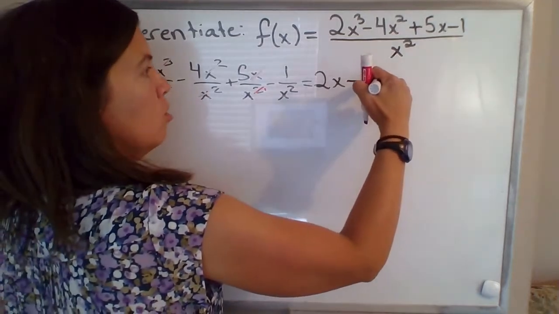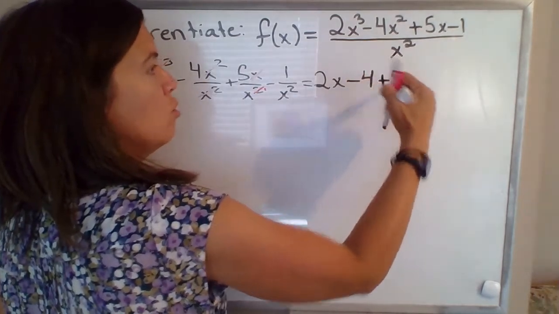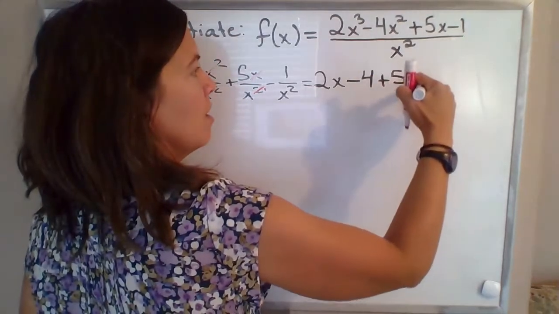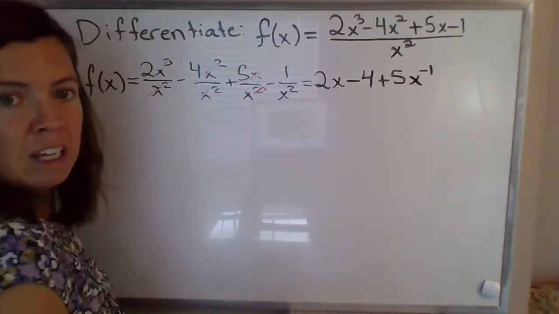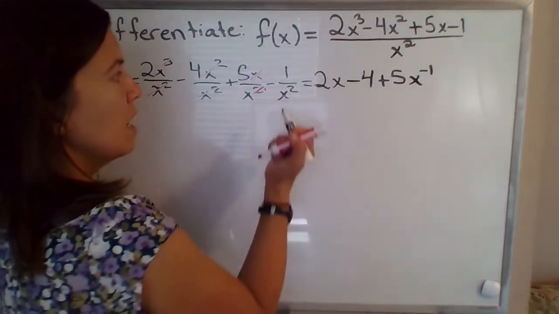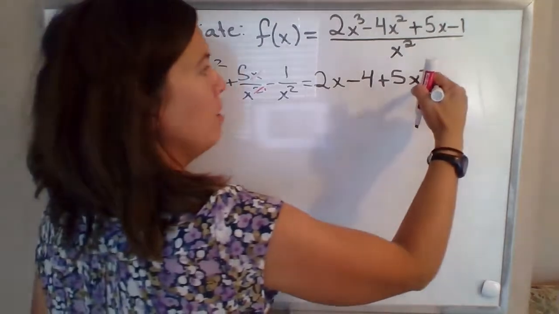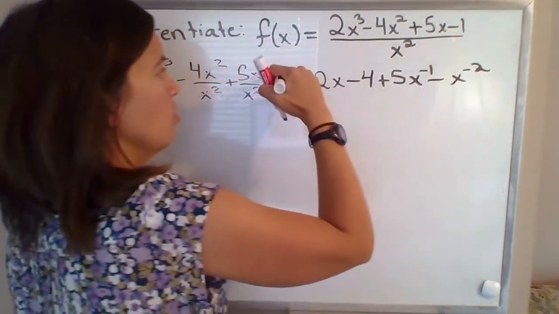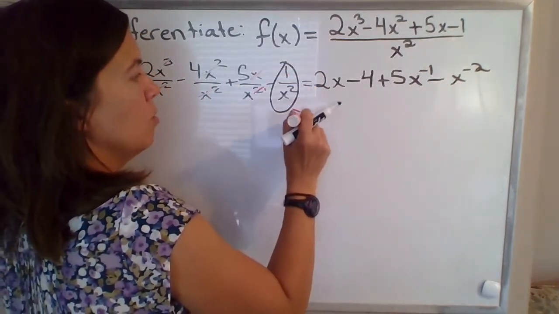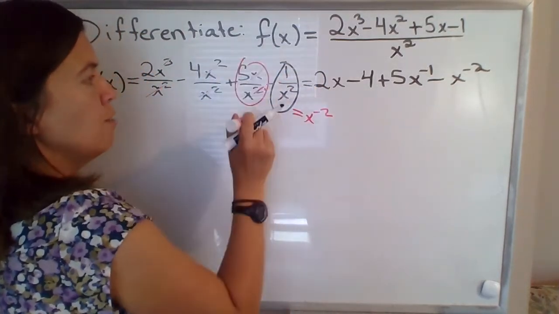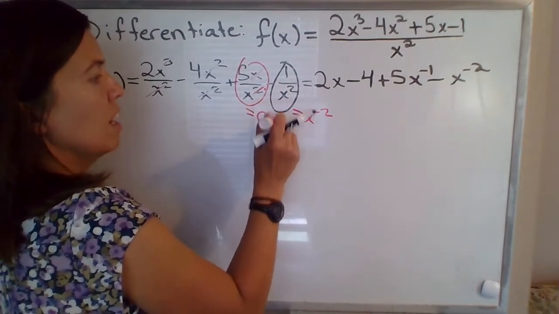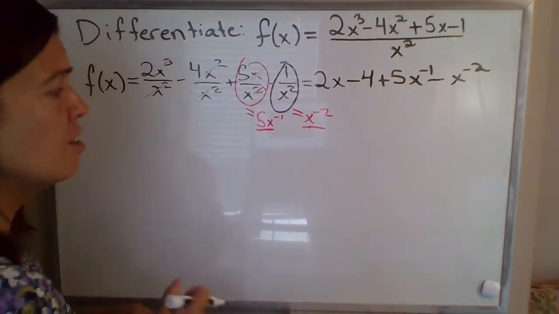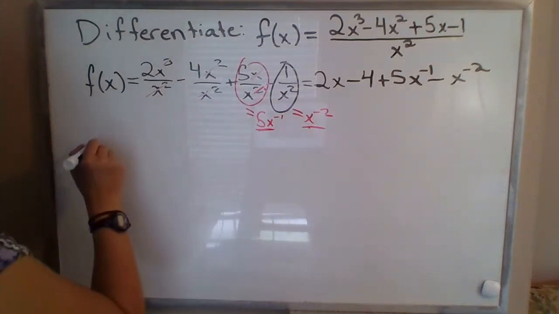To prep this for taking the derivative using the power rule, I'm going to write this 5 over x as 5x to the negative 1, because that's going to make it easier to take the derivative in the next step. And same idea here. Minus 1 over x squared, I'm going to write as minus 1 times x to the negative 2. So this 1 over x squared is equal to x to the negative 2. This 5 over x is equal to 5x to the negative 1. Writing it in these forms makes it easier to take the derivative because we can just use the power rule.